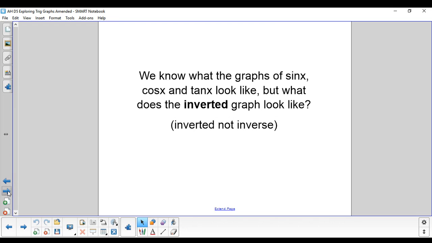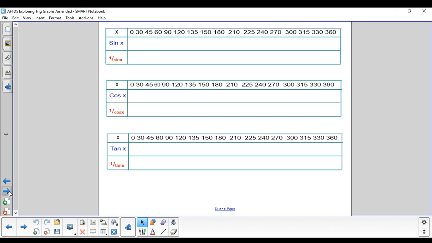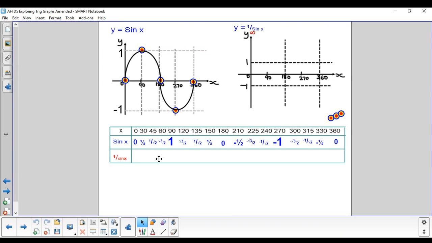Okay, so we know what the graphs of sine, cos and tan look like, but what happens if you invert them? I'm not talking about the inverse function, I'm talking about making it 1 over. So you could make a table of values, and you know your sine, cos and tan exact values, and then do 1 over that answer. I'm going to do this very quickly with you so you know what sine should look like. Apologies for the graph, it's the best I could do.